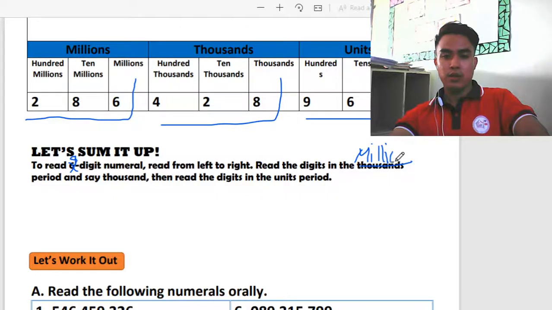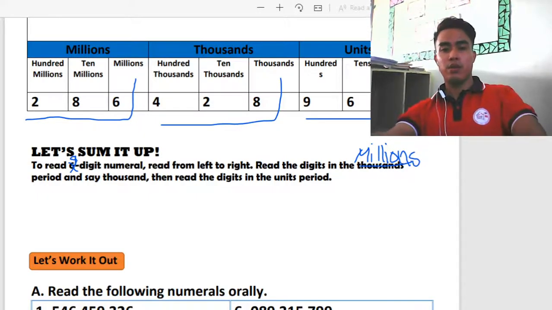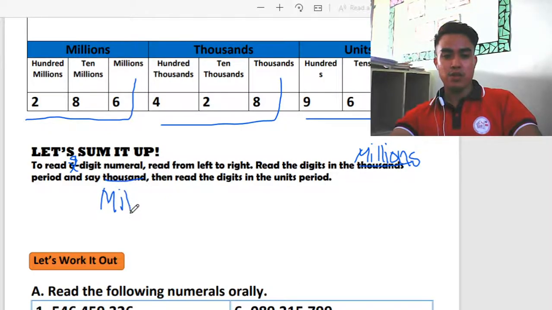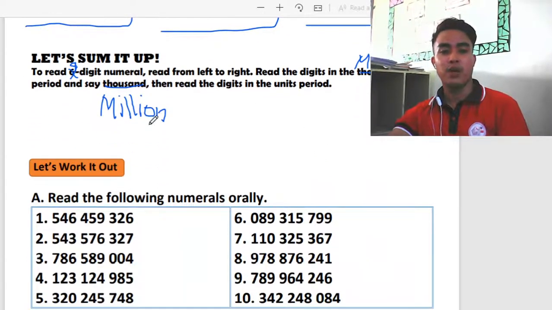Millions. Read the digits in the millions period and say million. Change thousand into million. Let's try to correct. I'm sorry for this mistake. Do not crush it out; crush it once only and then change it into million. Write it here below. I'll repeat. Read the digits in the millions period and say million. Then read the digits in the units period. Just like that.